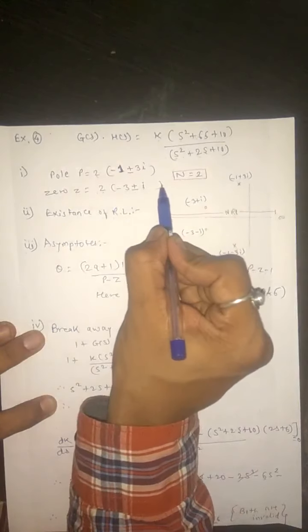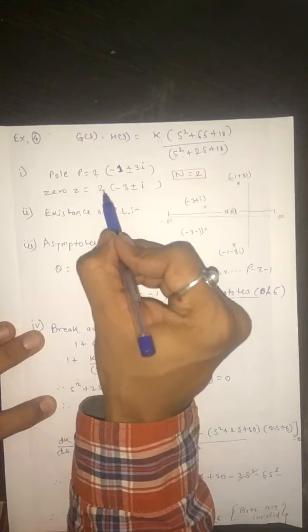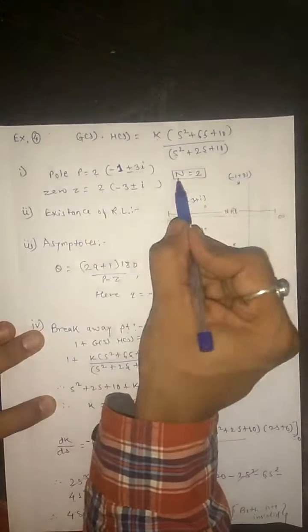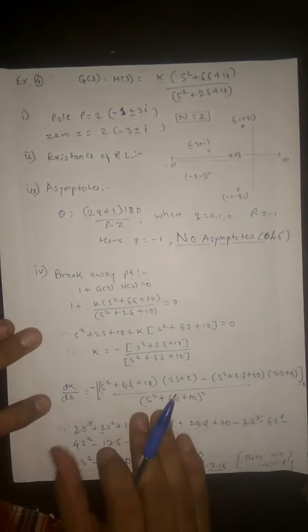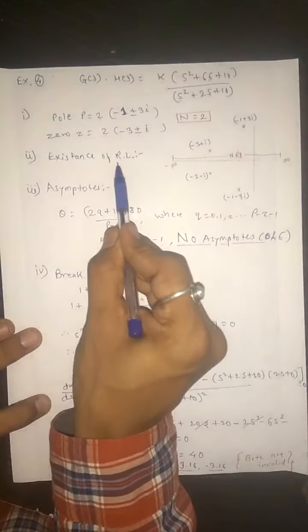So the root locus branches will be the bigger figure among these two. The same number of poles and zeros are available, so the number of branches of root locus will be 2. Then the next step is about the existence of root locus.